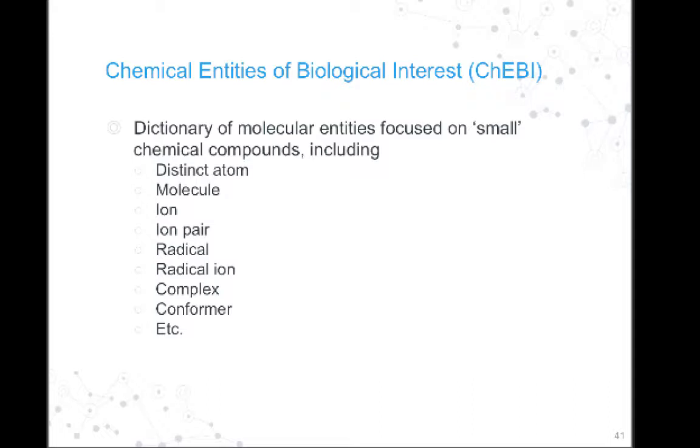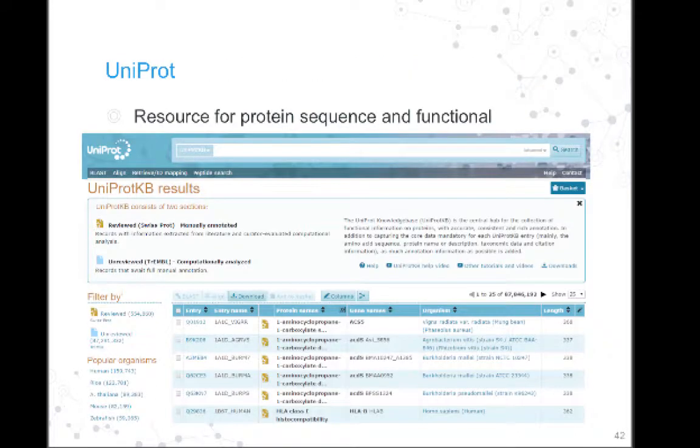Then for the more pure chemical database, you have ChEBI. This is a dictionary of molecular entities. This is at the atomic level, so maybe not for biologists, more for chemical guys. And of course, UniProt for the protein sequence and functionality, depending on what your microbiome samples are secreting.